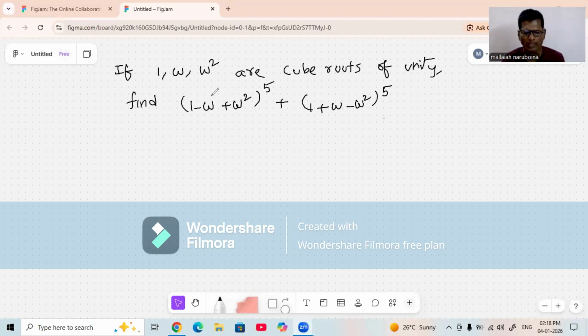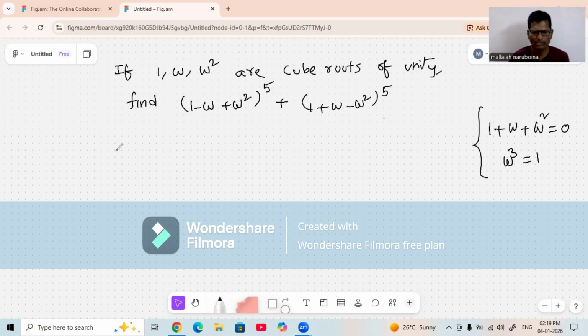If 1, omega, omega square are cube roots of unity, find 1 minus omega plus omega square whole to the power of 5 plus 1 plus omega minus omega square whole to the power of 5. To solve this question, you must remember these two results: 1 plus omega plus omega square is equal to 0, and omega cube value is 1. Remember this, you have to apply it while solving this question.